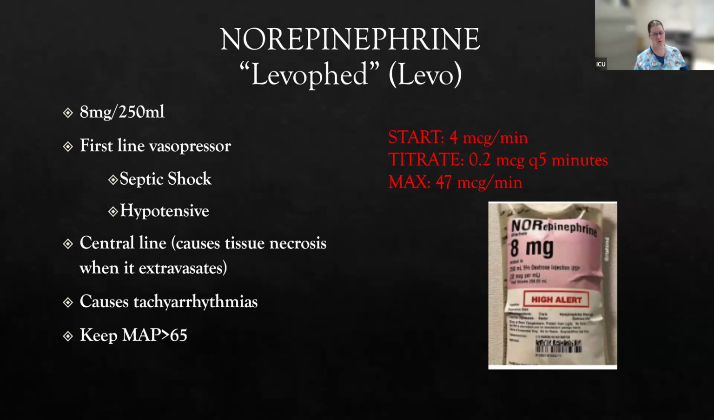And here we have a max of 47 mics per minute. And I know at other institutions it's higher. In my personal experience, I've found that once you hit 45 or so, it's not going to make as much of a difference. Once you hit around 10 to 15 mics per minute on the Levophed, you want to start thinking about adding a second pressor. At our facility, we generally start with vasopressin. We add that after the Levophed gets to, we start increasing the Levo.